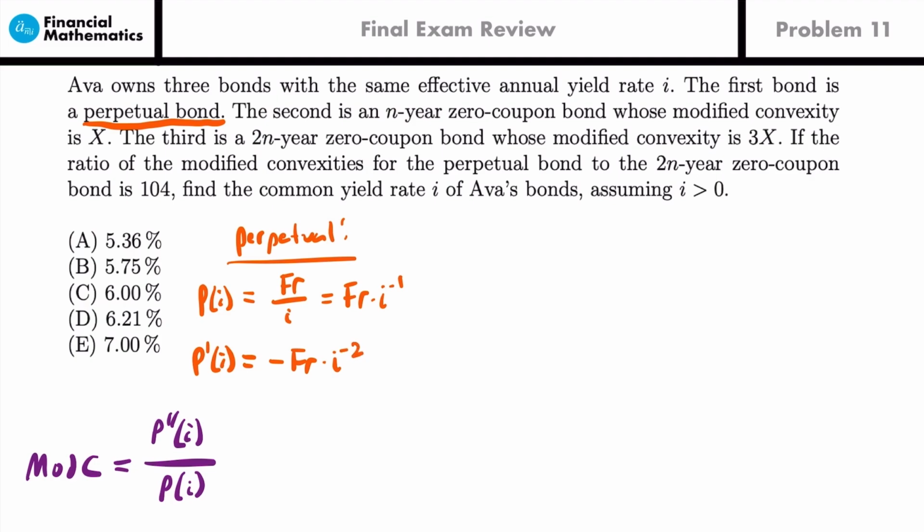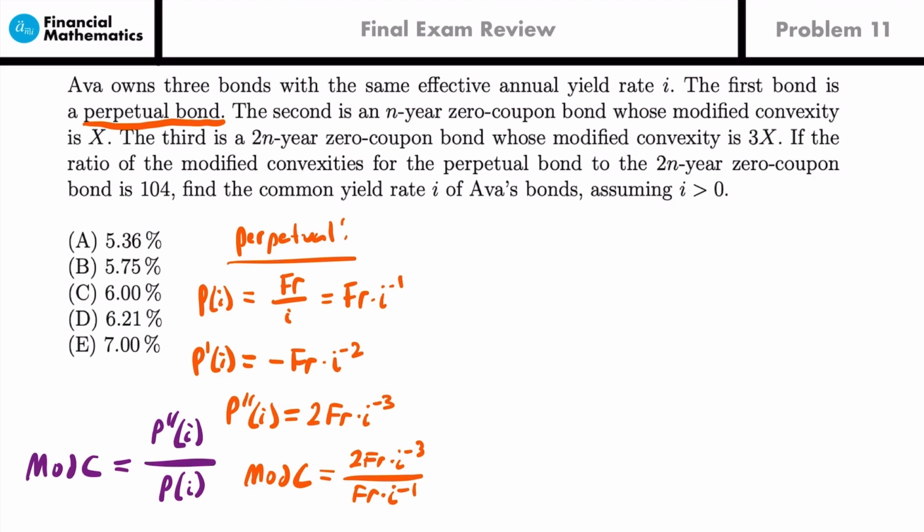Now we need to take the derivative again. So let's do P double prime of I. We need that second derivative for the modified convexity calculation. If you take the derivative again, you need to multiply negative 2 down and then subtract 1 from that exponent. So we'll have positive 2 times F times R times I to the power of negative 3. Okay, now let's set up the modified convexity for this perpetual bond. The modified convexity will be equal to the second derivative of the price function divided by the original price function. So we'll have 2 times F times R times I to the power of negative 3 divided by F times R times I to the power of negative 1.